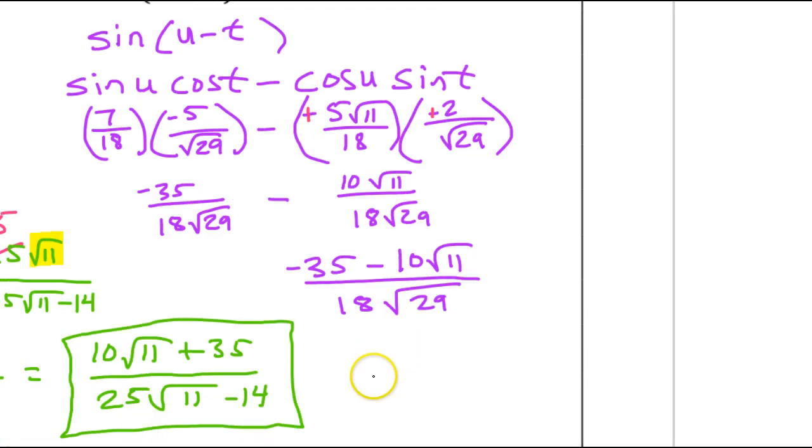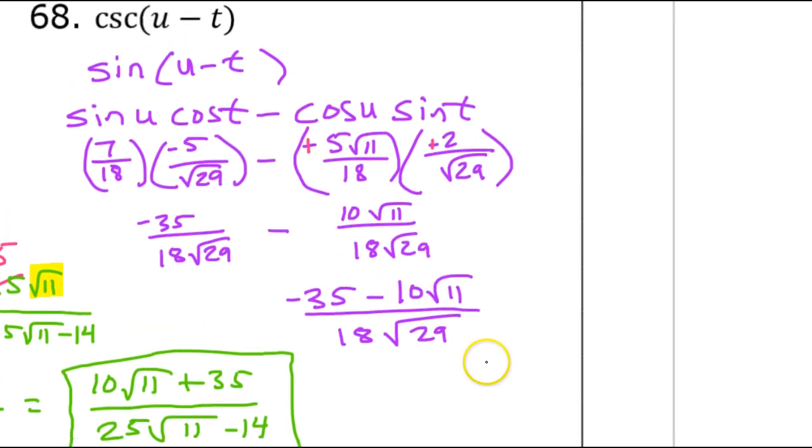Now I almost forgot that this is not the final answer. Or, if I'm being honest, I did forget, and I had to come back and edit this video to fix the mistake that I just made. This is not the final answer because the original problem asked for cosecant. And what I have right now is the sine of u minus t. All right, that's what we've been doing this whole time.